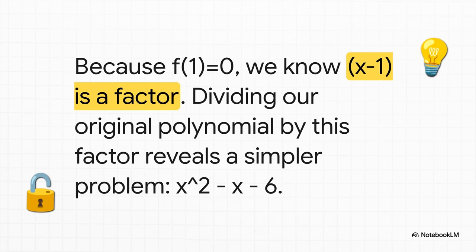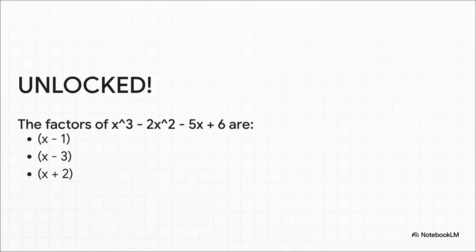To see what's left of the lock, we need to divide it out. You can use polynomial long division or, my favorite, synthetic division. When you do that division, what pops out is a much simpler problem, a quadratic, x squared minus x minus 6. We've basically unlocked the first tumbler, and now we're left with a simple lock we already know how to pick.